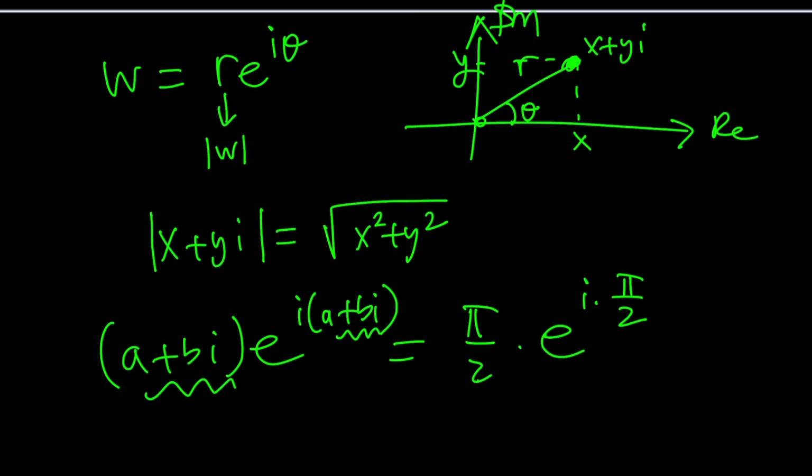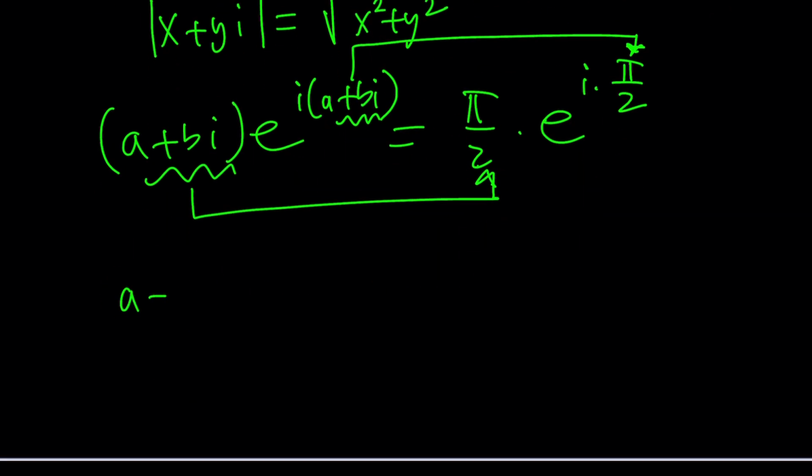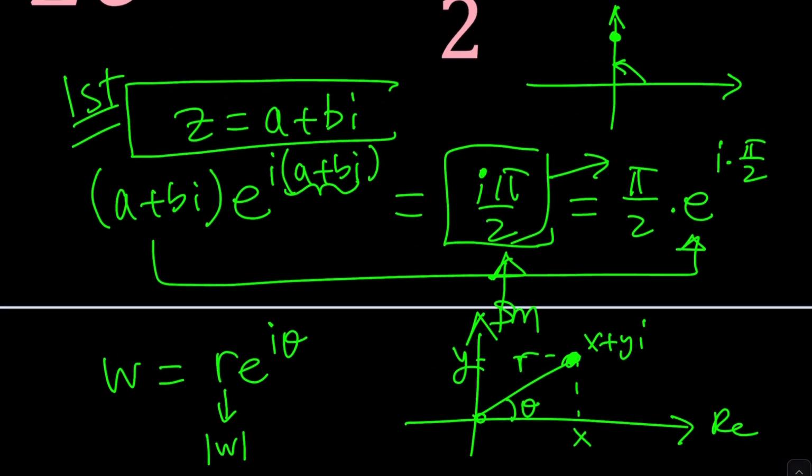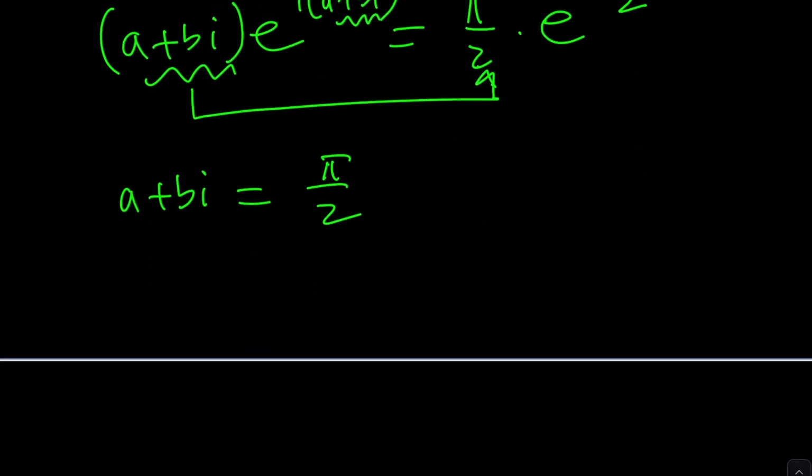That's exactly what it is, right? Because look at this. These things correspond. Look at that. Awesome, right? So a plus bi is pi over 2. But what is a plus bi? That's z, right? So we got z. We were looking for z and we got it. What's the answer? Pi over 2.